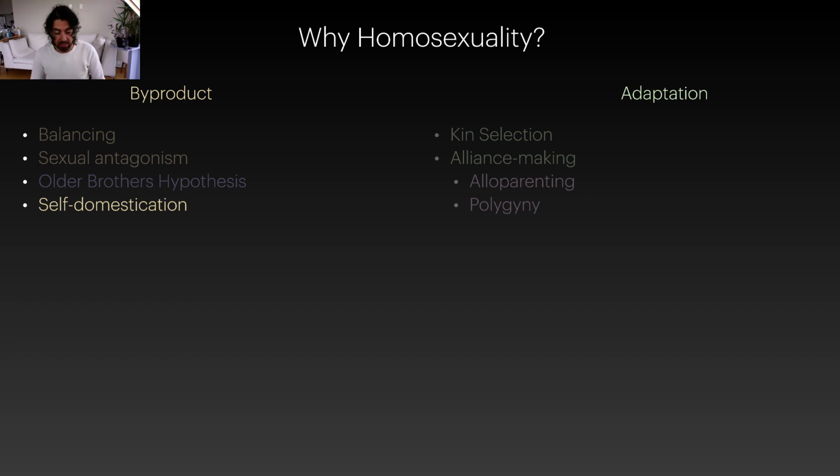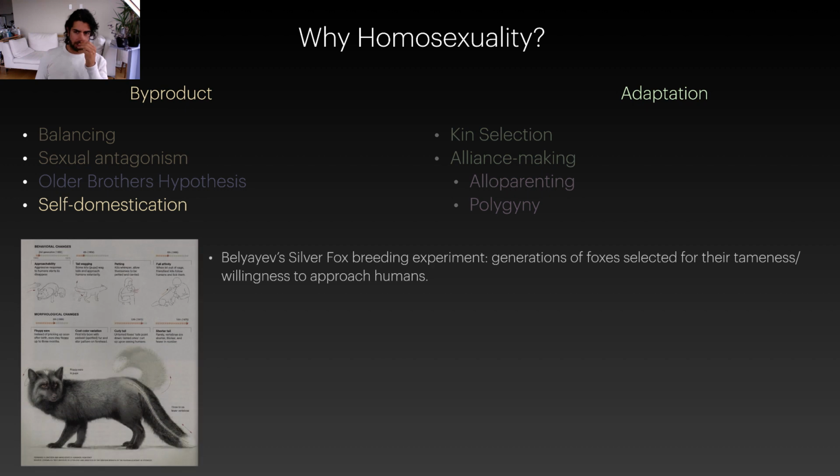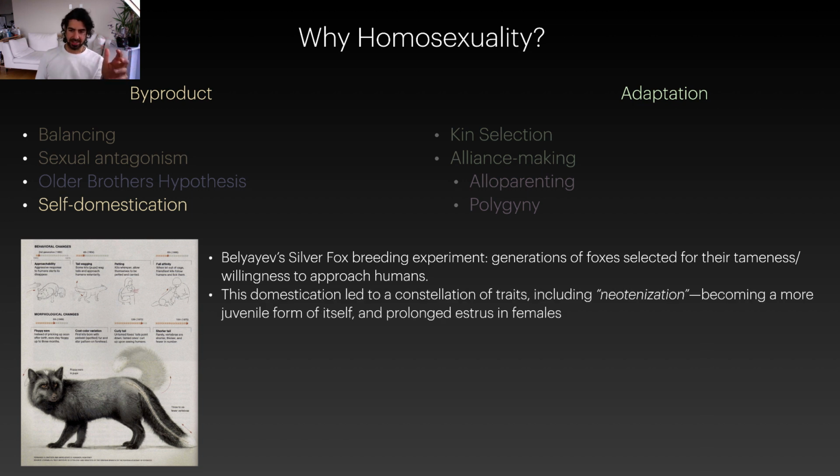And the expectation was that these foxes would become more and more willing to interact with humans. They become tamer, which is, by the way, what happened with dogs, just over a much longer time scale. So that is what happened. The foxes did become tame, but they also developed a whole constellation of traits, including neotenization, which is they became a more juvenile form of themselves, as well as prolonged estrus, so prolonged periods during which the female could get pregnant. They also developed floppy ears and a shorter, fluffier tail.